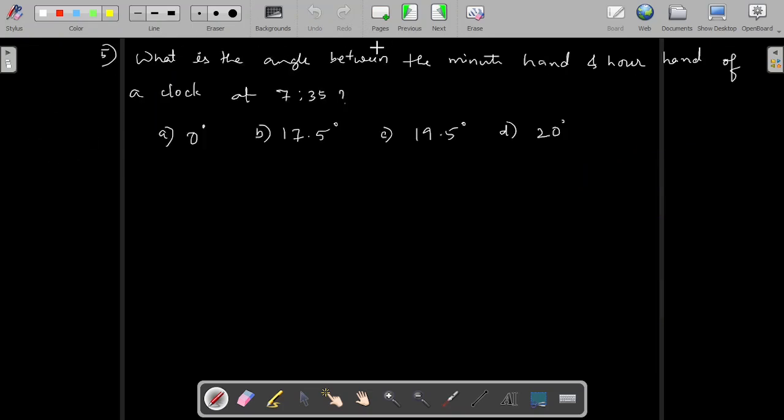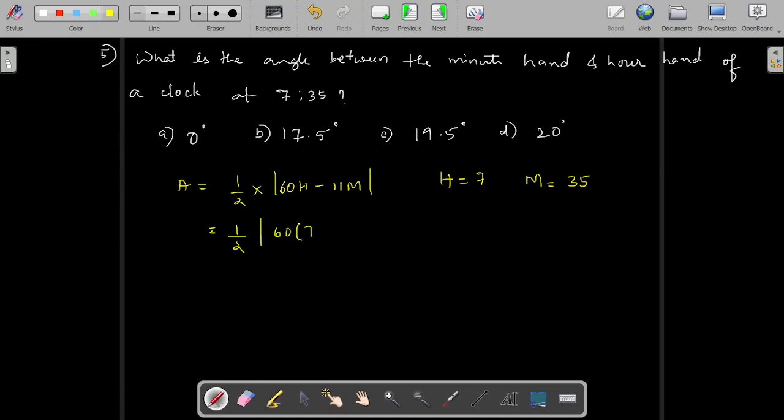The fifth question: what is the angle between the minute hand and hour hand of a clock at 7 hours 35 minutes? The angle between the minute hand and hour hand of a clock is given by the formula A, meaning angle, equal to 1 by 2 into modulus of 60h minus 11m, where h is hours and m is minutes. So here it is given h is 7 hours and m is 35 minutes. Therefore, let me substitute half into modulus, because we need only the positive angle here.